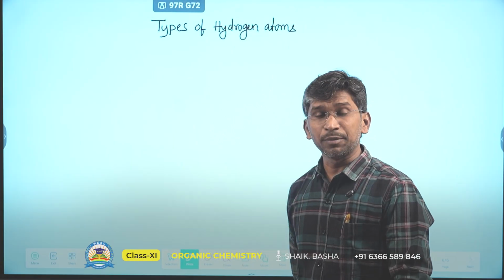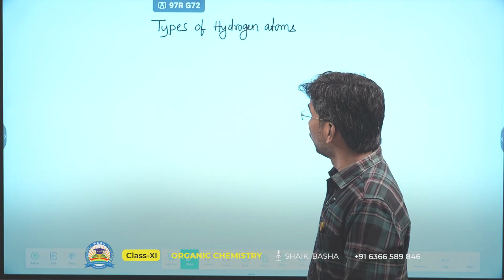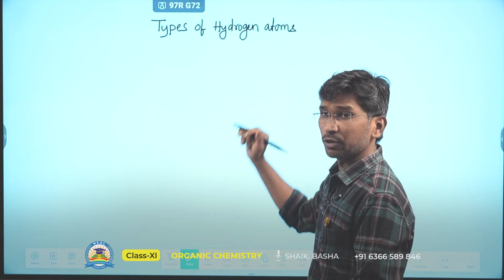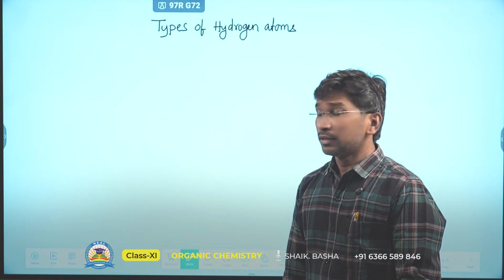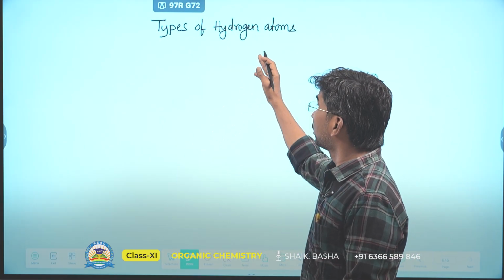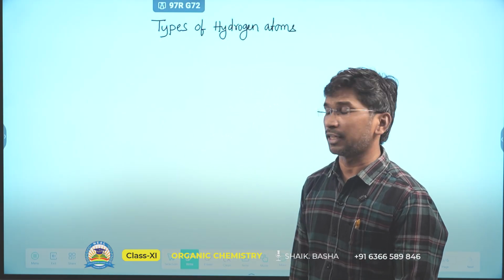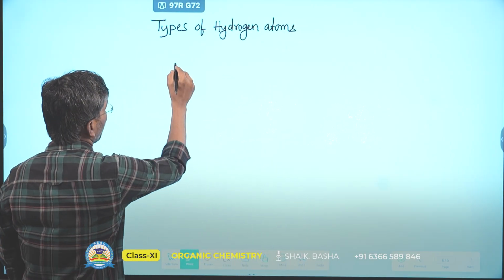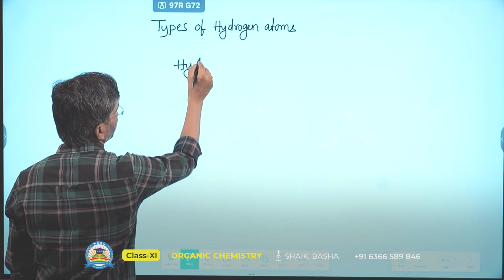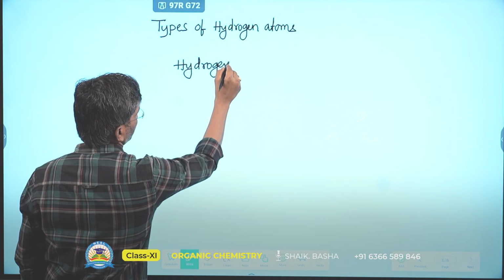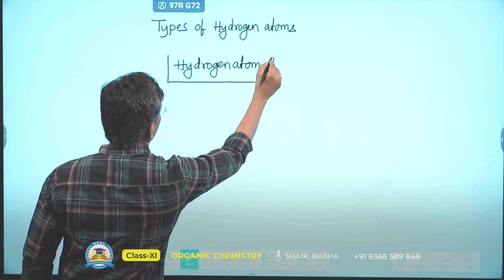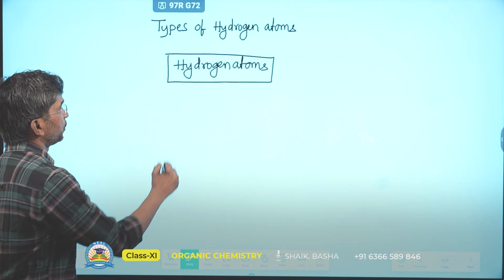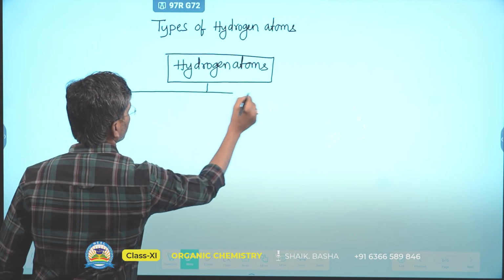I discussed the types of carbon atoms, right? Now I am going to discuss the types of hydrogen atoms. So what do types of hydrogen atoms mean? Based on the connectivity, hydrogen atoms are mainly classified into three types. What are those?